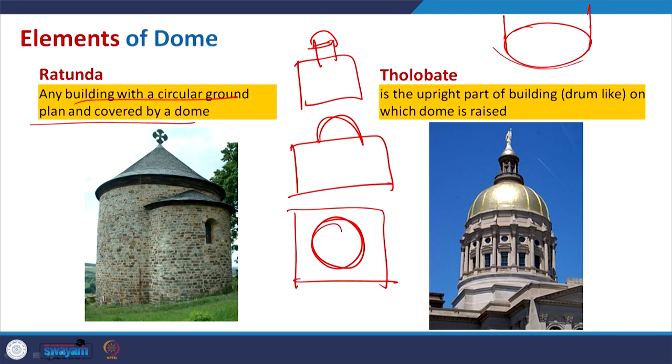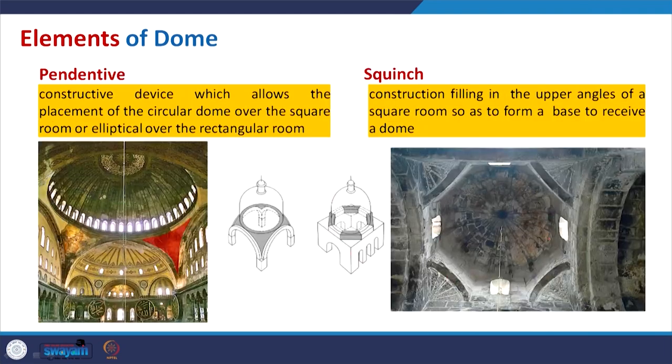So, you can see if you try to make the drawing of this, it is a circular plan and then on top of it you have this. Then coming to the tholobate, it is the upright part of a building, a drum, on which a dome is raised. So, this portion is basically the tholobate.